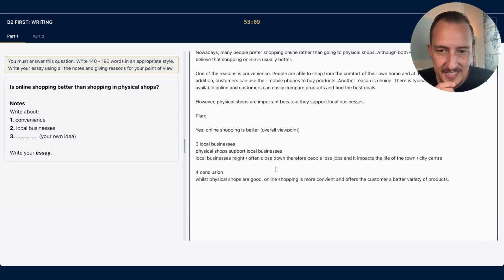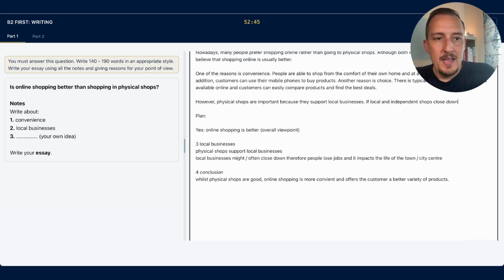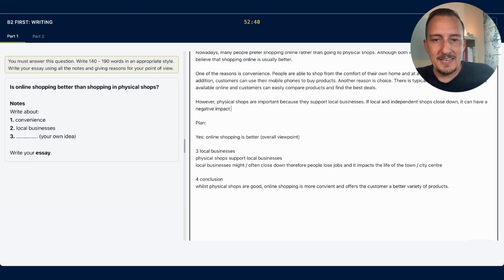Then we wanted to say if local businesses or if local shops, so we don't repeat businesses, if local shops, local and, what about if local and independent shops? That's nice, isn't it? Because independent shops, ones that are unique, they're not part of a franchise. Independent shops closed down, comma, it can have a negative impact. And preposition, I'll let you think of what the correct preposition is there. This is a learning opportunity after all.